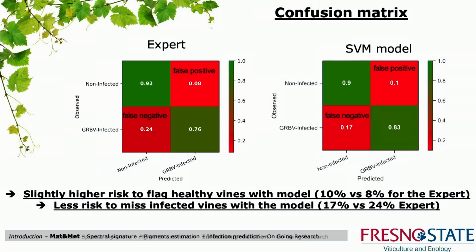But the risk that is really important for growers when we talk with them is the false negative. Here, there is 24% of vines that were infected that the experts missed and flagged as non-infected. This rate is actually as low as 17% when we talk about the model. So we have less risk of missing infected vines that can potentially spread the virus even more.